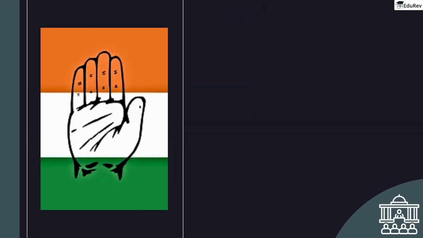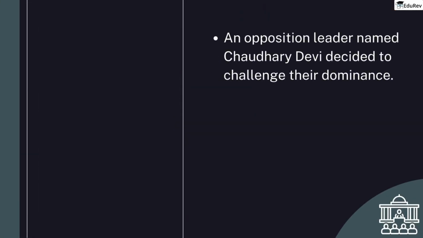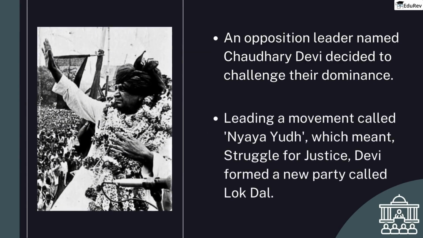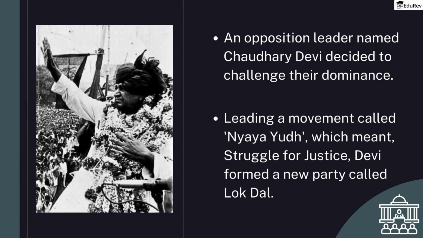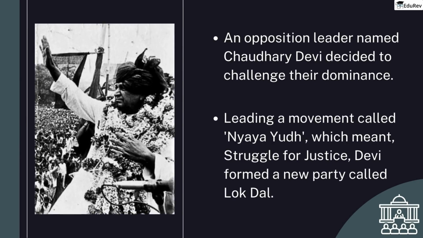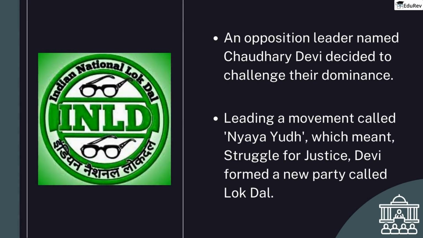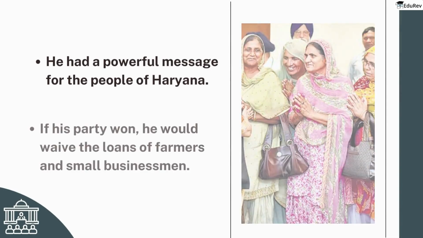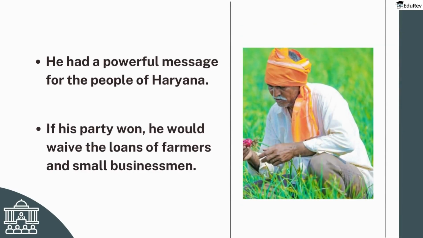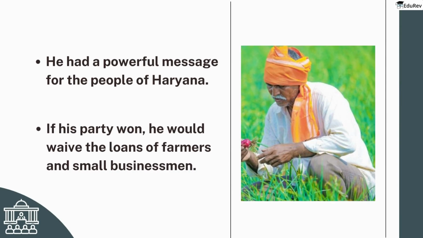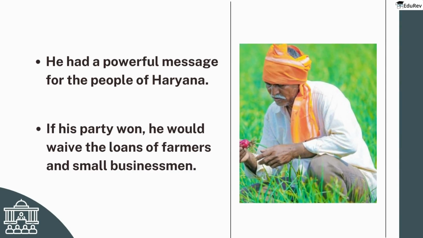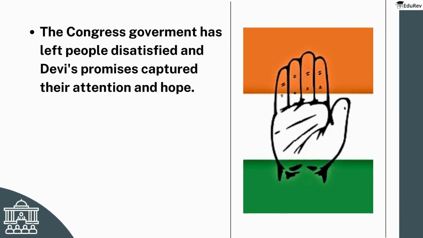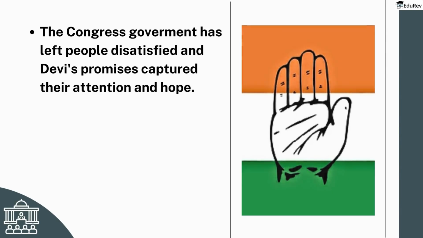The Congress party had been in power since 1982, but an opposition leader named Chaudhry Devi Lal decided to challenge their dominance. Leading a movement called Nyaya Yudh, which meant struggle for justice, Devi Lal formed a new party called Lok Dal. He had a powerful message for the people of Haryana. If his party won, he would waive the loans of farmers and small businessmen, making it the first action of his government. The Congress government had left the people dissatisfied, and Devi Lal's promises captured their attention and hope.